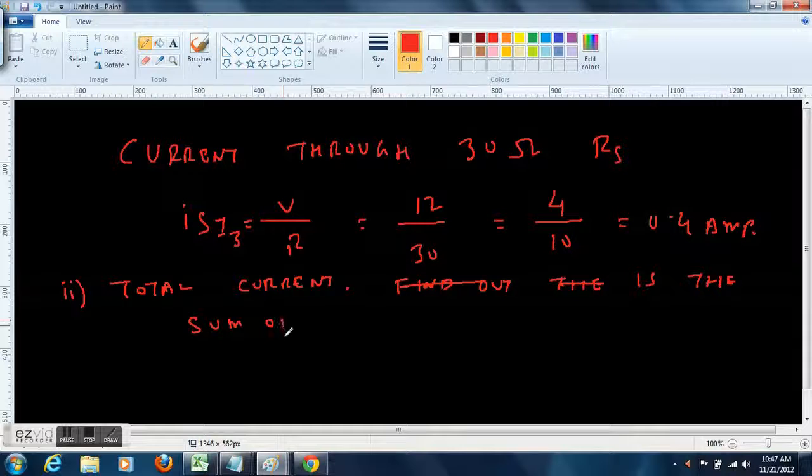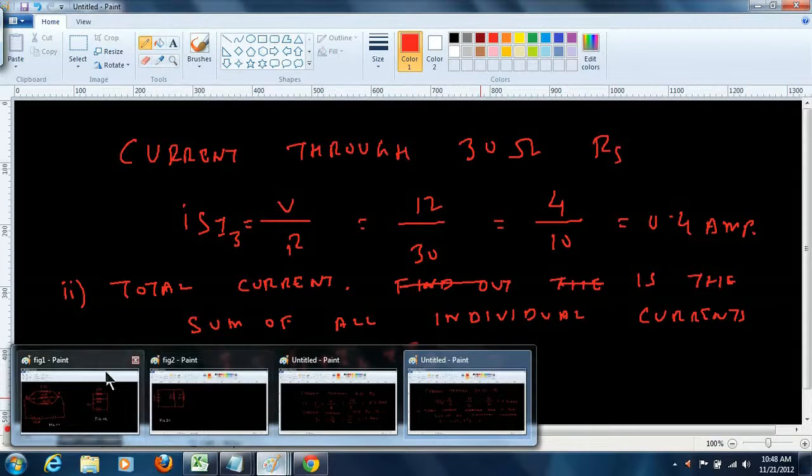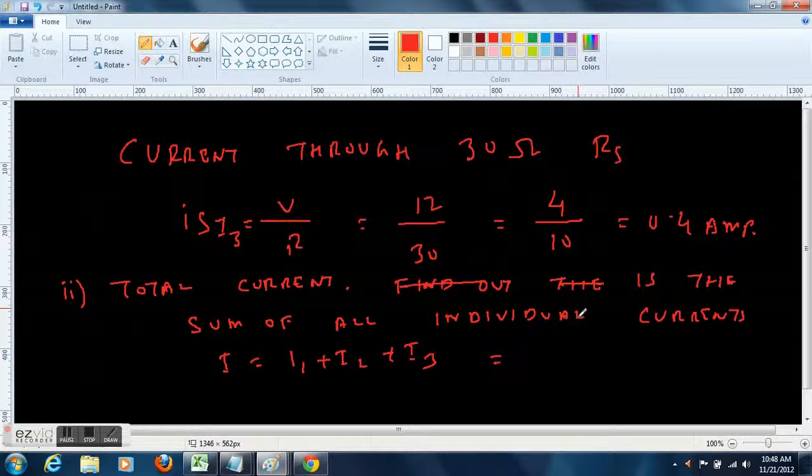Total current is the sum of all the individual currents. So remember this, in a parallel connection the current flow will be divided into individual resistances, but if we add all the individual currents, that will be equal to the net current. So, I, the net current, equals I1 plus I2 plus I3. I1 is the current through 5 ohm, I2 is the current through 10 ohm, and I3 is the current through 30 ohm resistance.